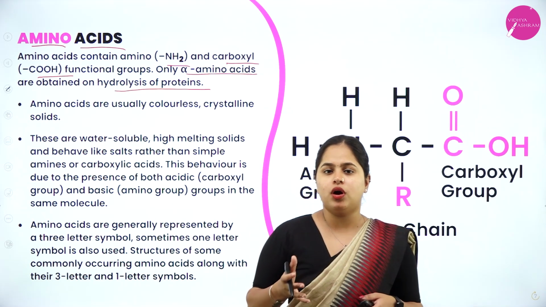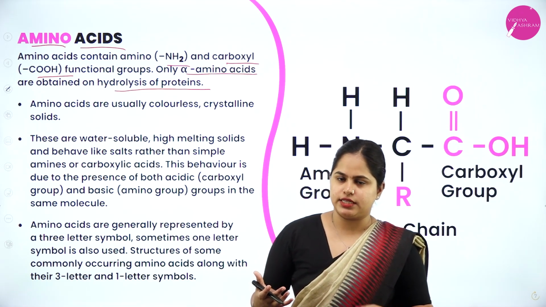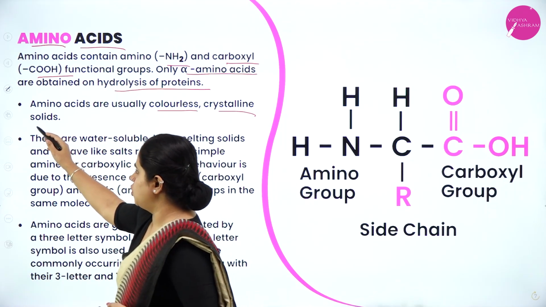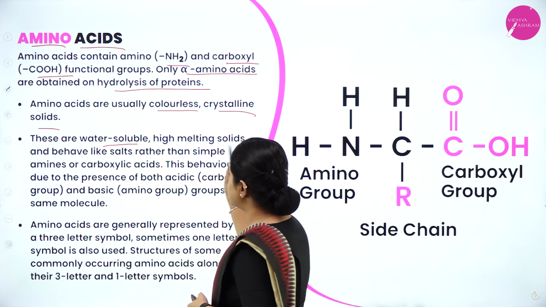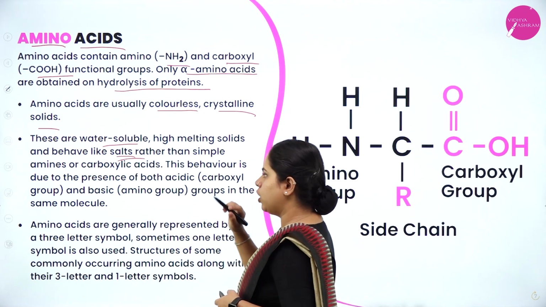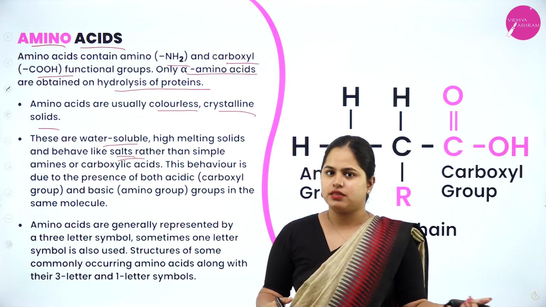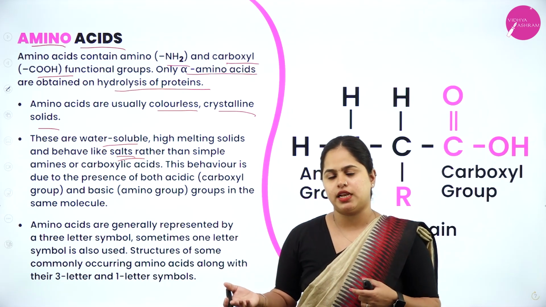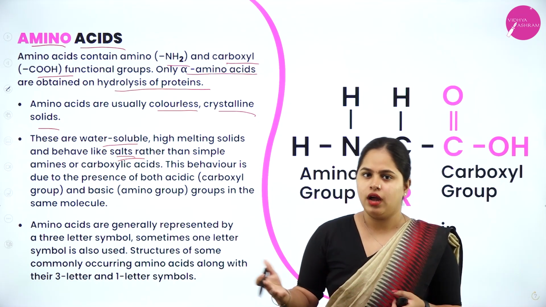As said, amino acids are a combination of the amino group and the carboxylic acid group. Amino acids are usually colorless crystalline solids. These are water soluble, high melting solids and behave like salts rather than simple amines or carboxylic acids. They behave as salts because they have a base, that is amino, as well as carboxylic acid, right? So there is a base as well as an acid, and it behaves as a salt rather than behaving as a base or acid.